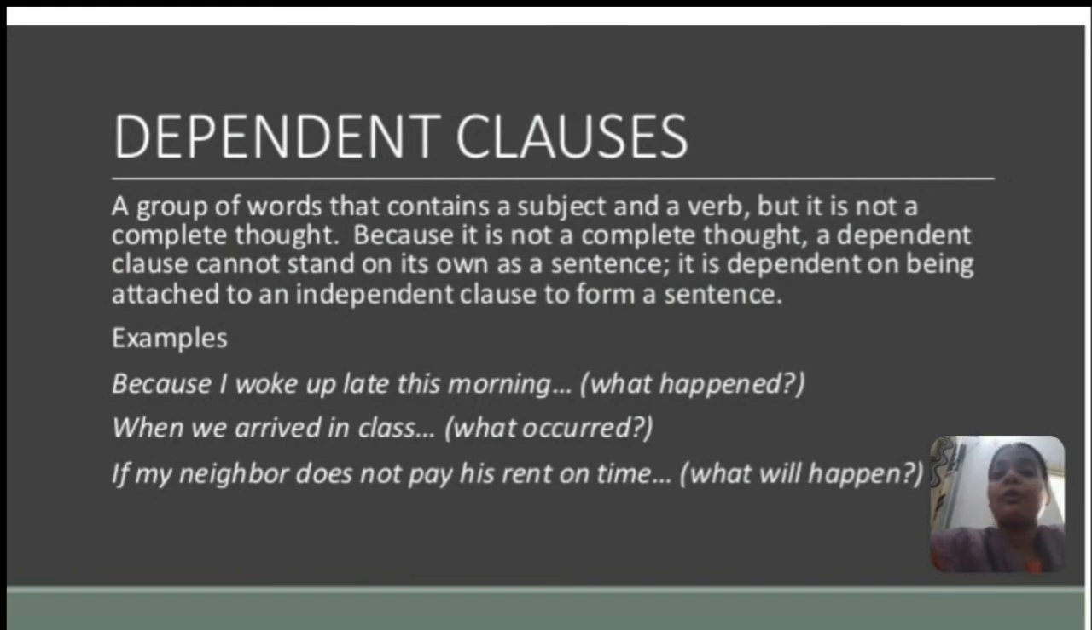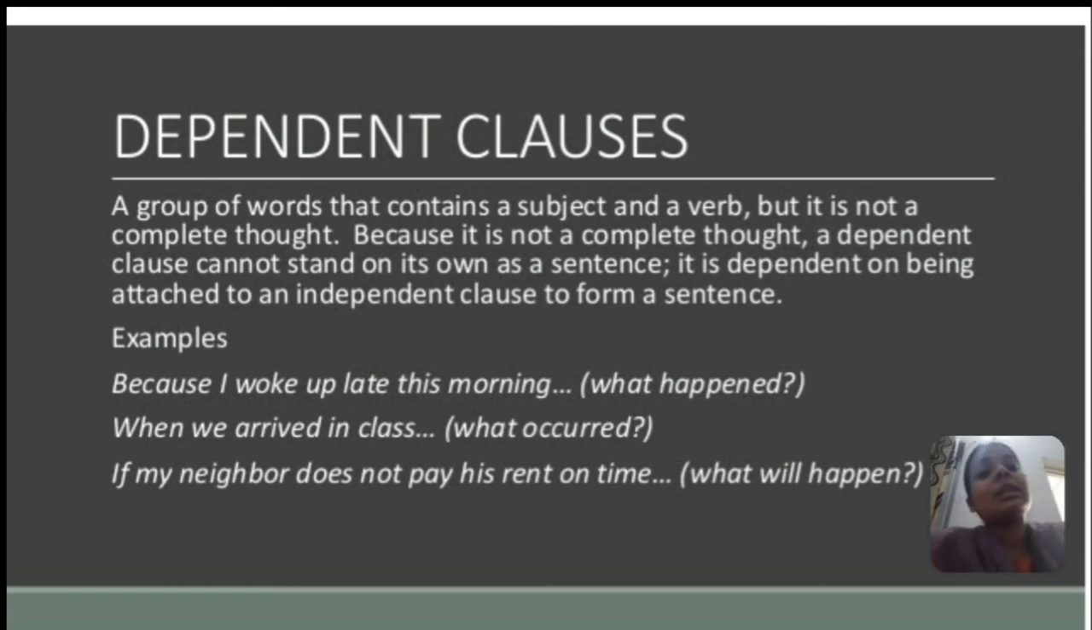See the next kind of clause, that is the dependent clause. It is a group of words that contains a subject and a verb, but it is not a complete thought. So it does not give you a complete meaning. Because it is not a complete thought, a dependent clause cannot stand on its own as a sentence. It means that a subordinate or dependent clause cannot stand alone as a sentence.